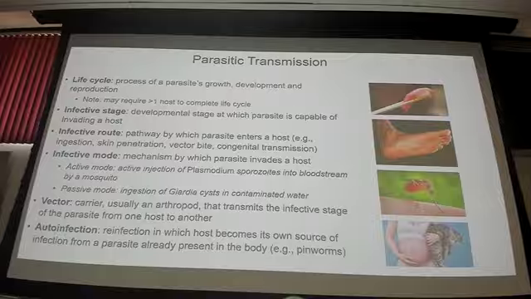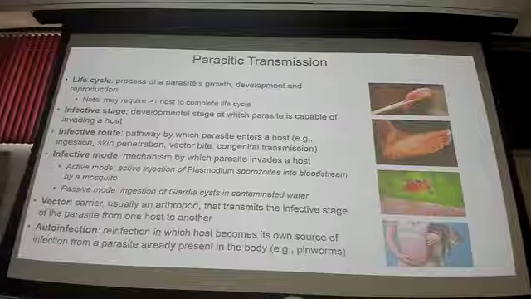Infective route, is it ingested? Is it like Cryptosporidium, where you ingest contaminated water? Skin penetration, like that hookworm. A vector bite, or a mosquito carrying Plasmodium, transmitted malaria. Congenital transmission. Anybody know of any congenitally transmitted parasitic diseases? Toxoplasma, toxoplasmosis. Warn pregnant women, be careful about handling your cat, about cleaning out your kitty litter. So congenital transmission. Infective mode, mechanism by which the parasite invades the host.